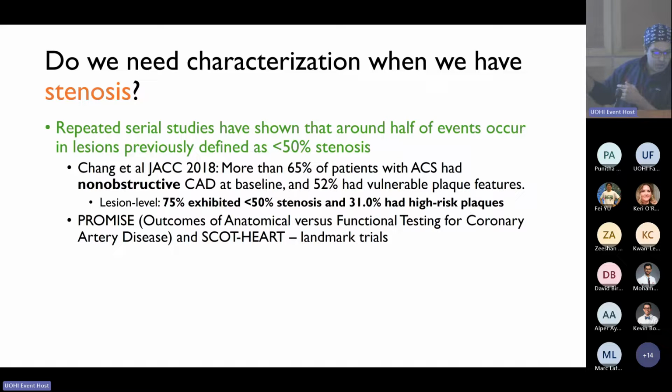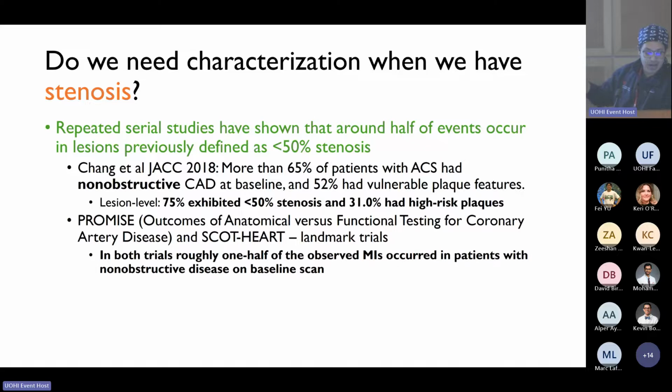The PROMISE and SCOT-HEART trials are considered landmark trials in CT coronary angiography, and they have shown a real incremental value and pushed CT up and up and up in the guidelines for first-line investigation for stable angina. If you look at both of these studies, in both trials, half of the observed MIs that occurred were in patients with non-obstructive disease at baseline. So again, half of the heart attacks are happening in patients with less than 50% stenosis. So stenosis isn't the perfect marker we would hope for it to be.